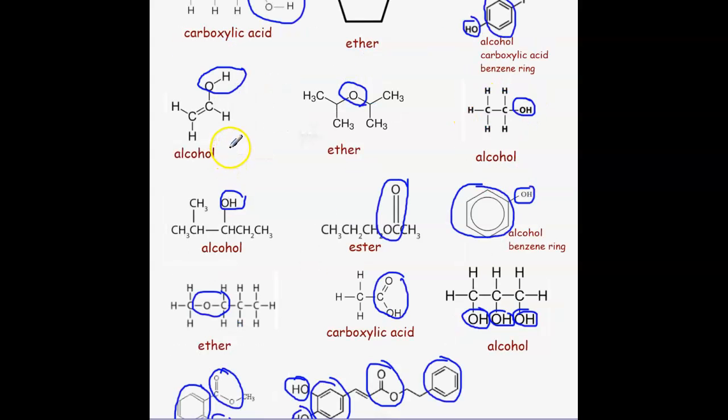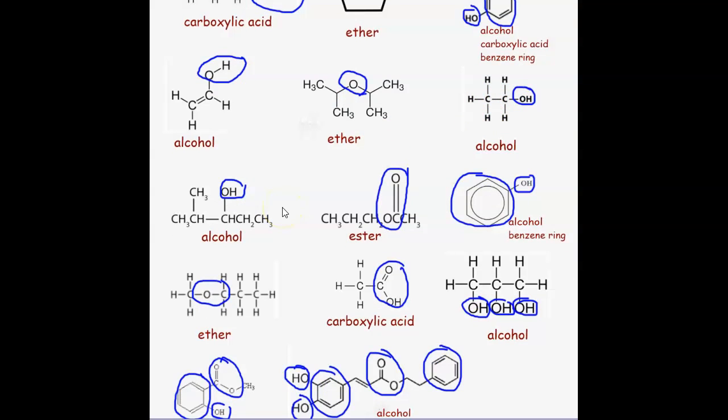In the second row, this alkene has an alcohol group. Note that it is not an ester because we don't have a C double bond O. The oxygen between the carbon atoms is an indication of an ether. And this last one in this row is an alcohol. The third row starts with an alcohol. The center molecule has an ester right here. It looks backwards, but it's still an ester. And this final molecule is aromatic with an alcohol group.